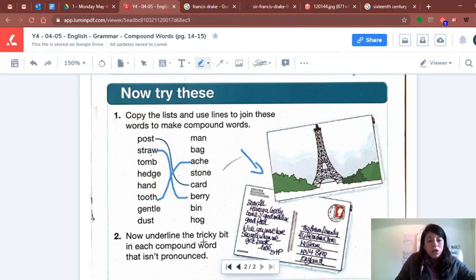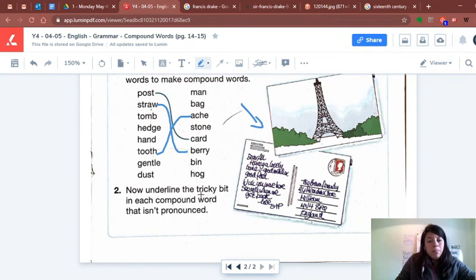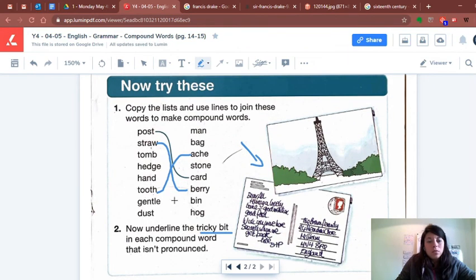Now, you have to underline the tricky bit in each word that isn't pronounced. Wow, this is the part where it's going to get a little bit difficult, but don't worry, we're going to review this tomorrow in Zoom class.